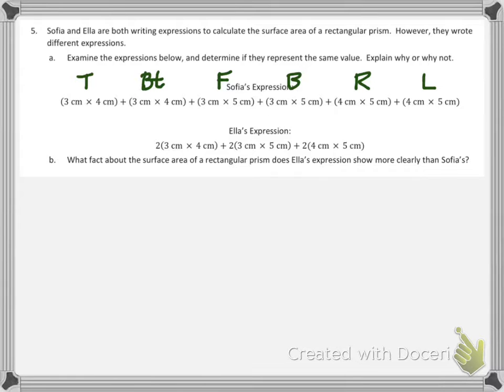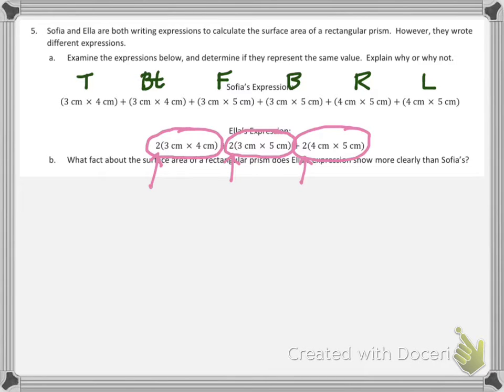And let's look what Ella did. Well, Ella kind of put some things together. She said, I know that the top and the bottom are 3 by 4 rectangles, and there are 2 of them, so she multiplied by 2. And then she added the front and the back. The front and the back are 3 by 5 rectangles, and there are 2 of them, so she multiplied by 2 again. And then the right side and the left side are 4 by 5 rectangles, so she multiplied 4 times 5, and then she knows that there are 2 of them, so she multiplied by 2 again. And you can see that these are exactly the same expressions.